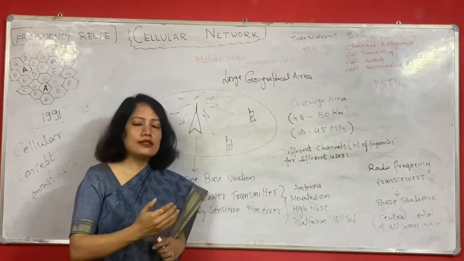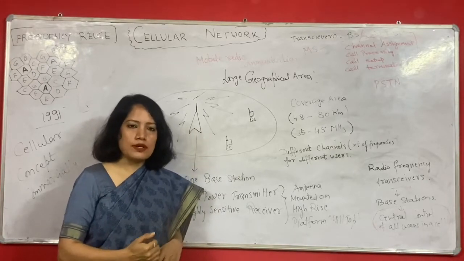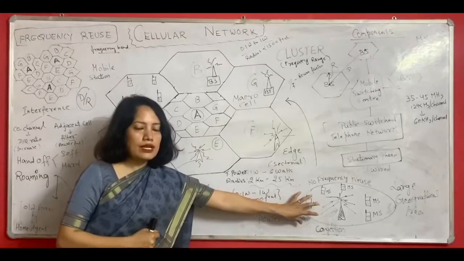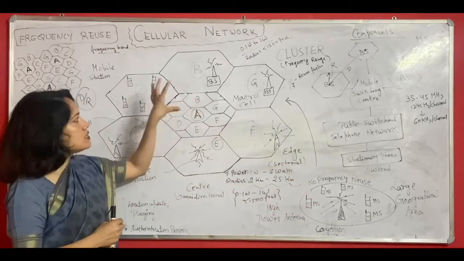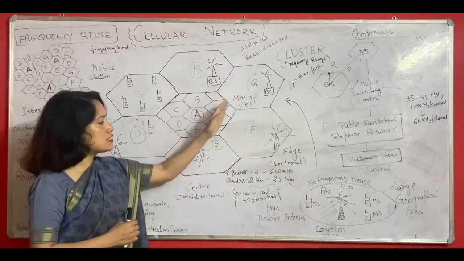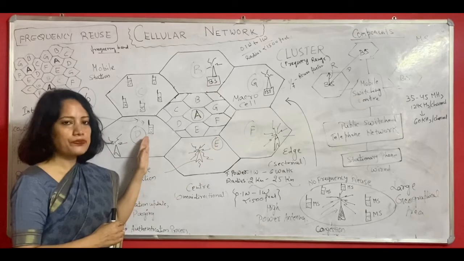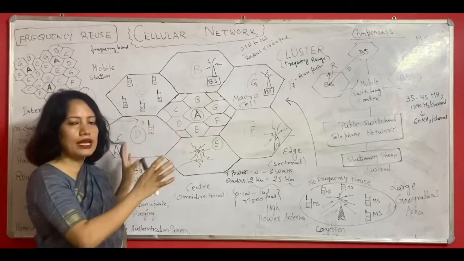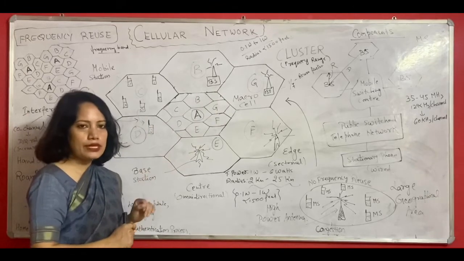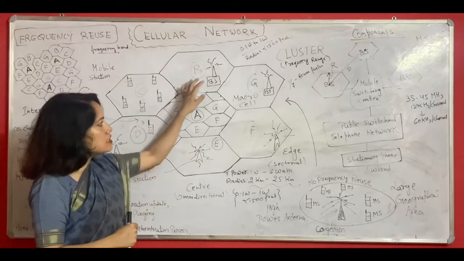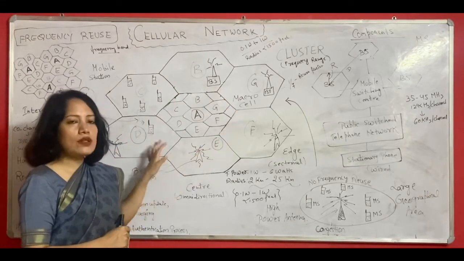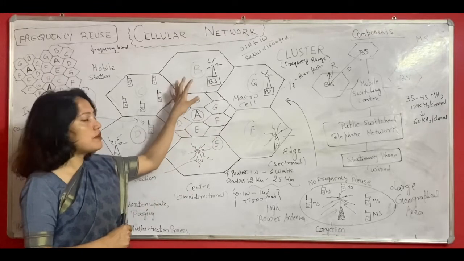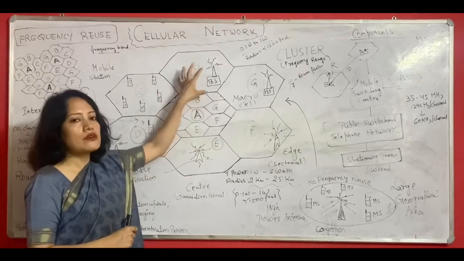So now we'll talk in detail about the cellular network. The big geographical area is now subdivided into smaller cells of hexagonal shape. Hexagonal shape was chosen because it covers the whole area without leaving any gap in between. The size of each cell was decided based on the number of subscribers, or the population, or the number of users within that area.